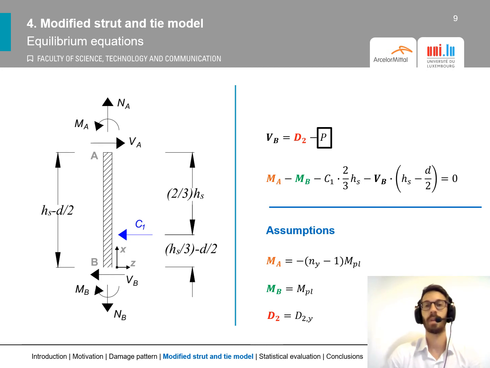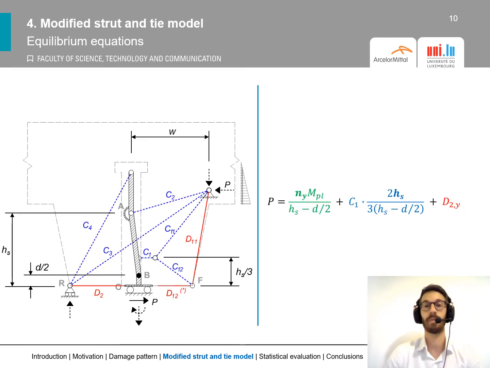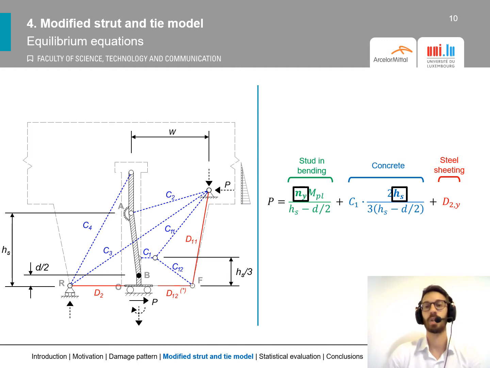With this information, we'll be able to calculate the value P given by this complex relationship here on the right, where we can already distinguish three main resistance components. The first one is the stud bending. The second one is the concrete component, and the third one is governed by the steel sheeting. But there are still two unknowns which have to be determined, NY and HS respectively.